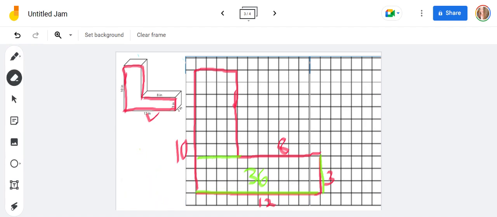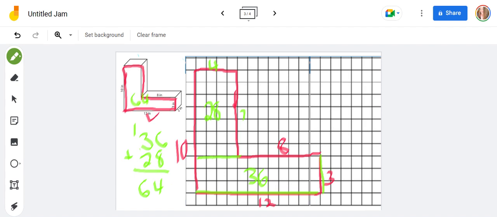Then I'm going to take a look at my other section. So I notice it's over 1, 2, 3, 4. So I'm going to write 4 up here. And I'm going to count how many down I go: 1, 2, 3, 4, 5, 6, 7. So I have a 7 by 4. 7 times 4, I know, is 28. So I'm going to add my two rectangles' areas together. 36 plus 28. I know 8 plus 6 is 14. 3 plus 2 is 5, plus 1 more is 6. So the area is 64.